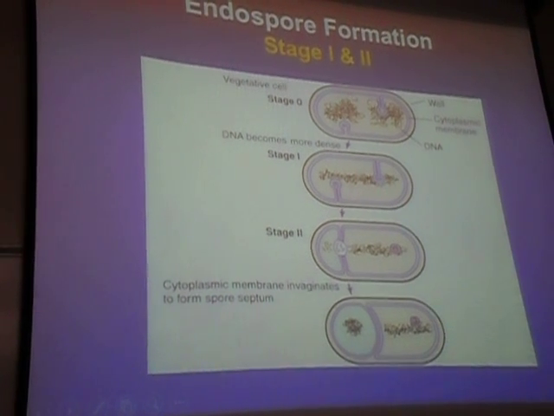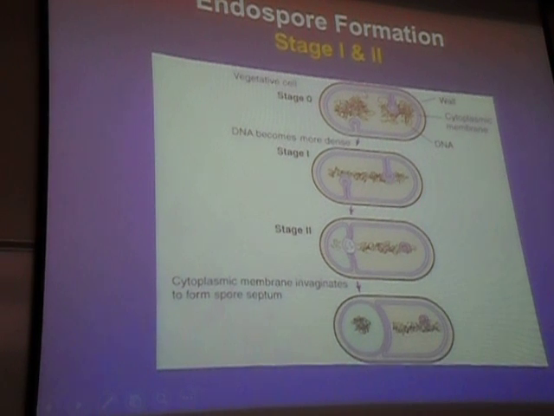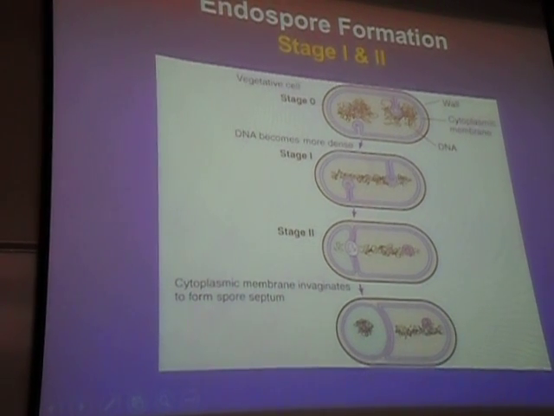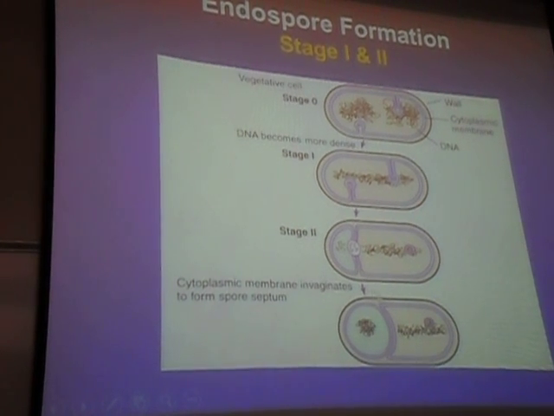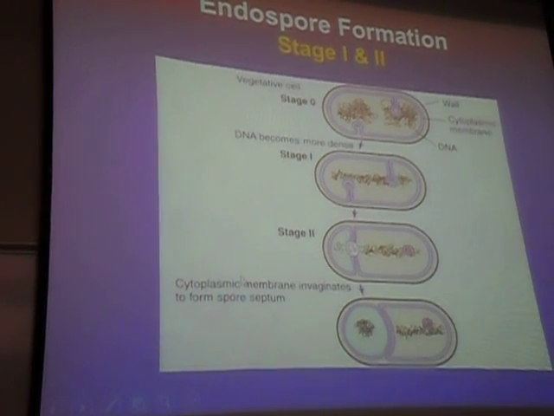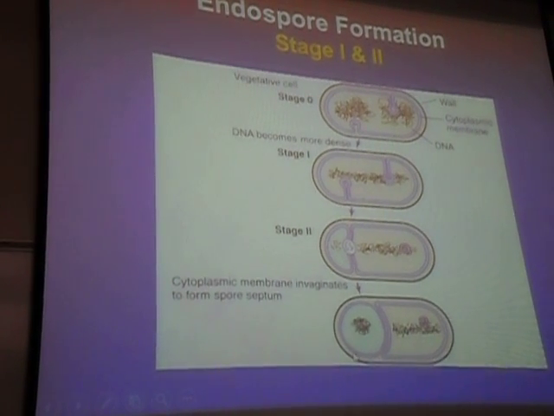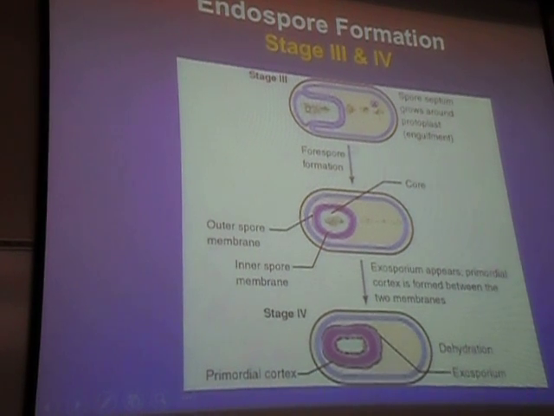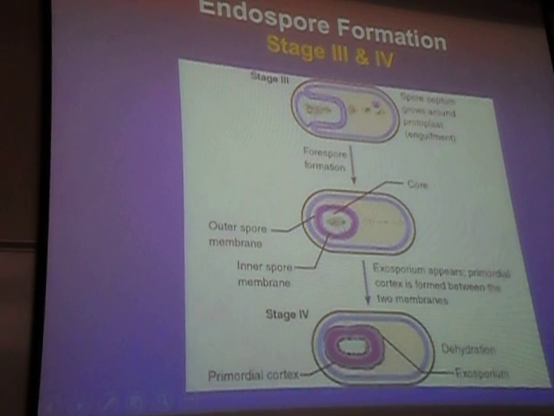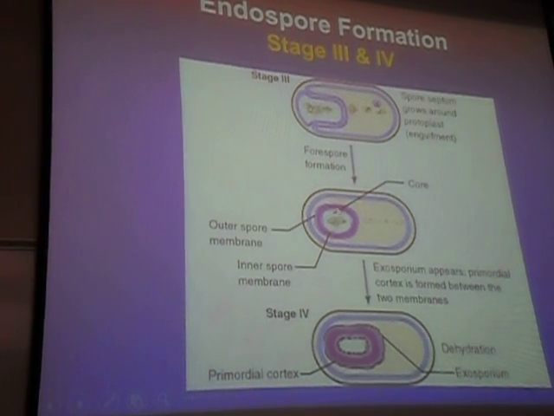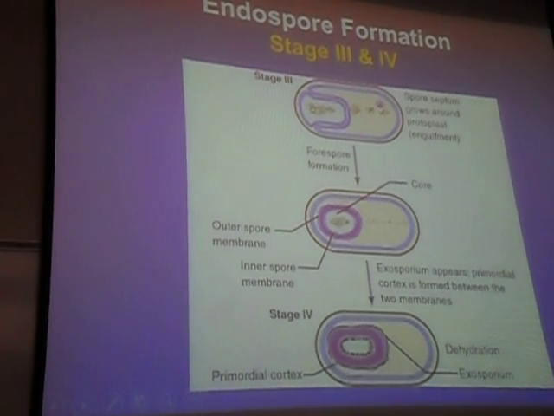Okay, these are the more detailed steps in endospore formation, and you're not going to be responsible for these, but I thought it showed you a little better that you get invagination of the cell membrane to form this septum here, okay? And then you get, in other words, the cytoplasmic membrane invaginates. Then you have this cytoplasmic membrane kind of grow around that forespore. Okay? So you see it growing around, and eventually it becomes an actual endospore within that vegetative cell. Okay? And then you add all the layers. You add the exosporium first.